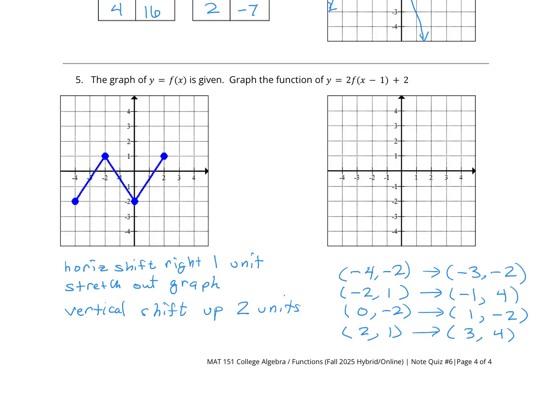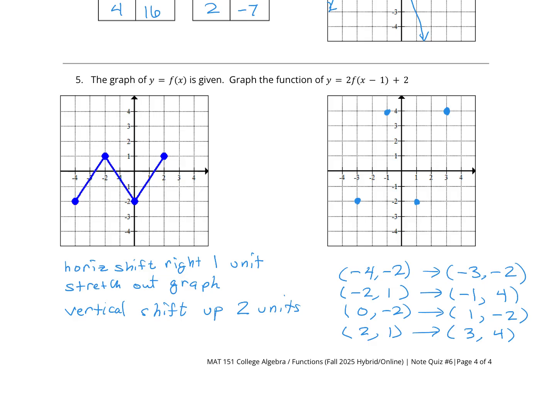Starting with -3, -2, that's going to be right here, 3 left and 2 down. -1, 4 is 1 unit to the left and 4 up. And then I'm going to have 1, -2, so that's 1 right and 2 down. And then finally 3, 4 is 3 to the right and 4 up. Again, you will notice I have the same shape as before, but it has been stretched out and made taller, if you will. And it's been scooted over 1 place to the right and raised up 2 units.